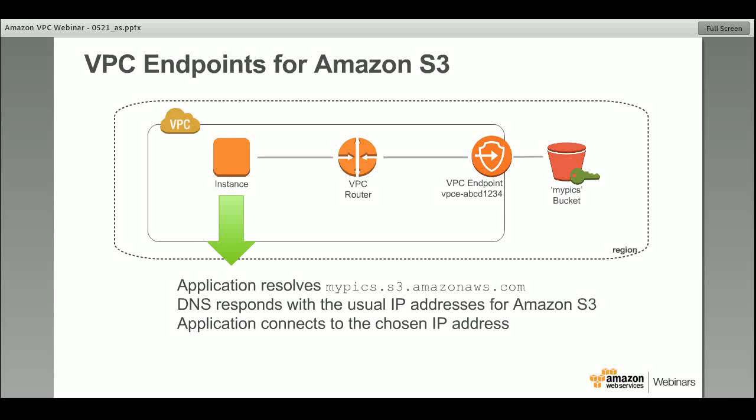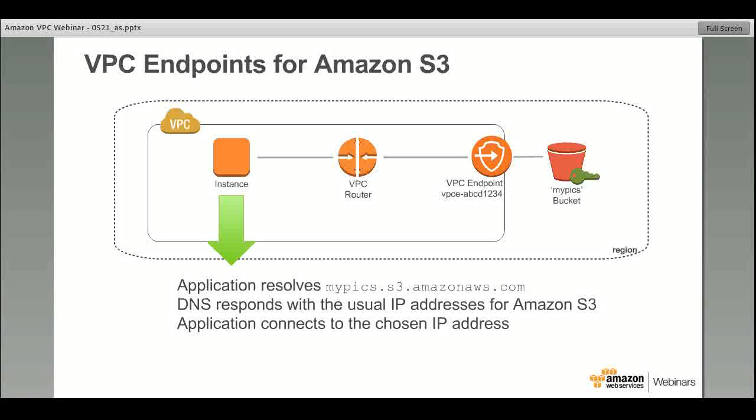So the way this connectivity works is that an application will resolve the address of the bucket. So in this case, mypicks.s3.amazonaws.com. So there's no change to the way applications work to use S3. There's no change to the S3 SDK. The application will resolve it.